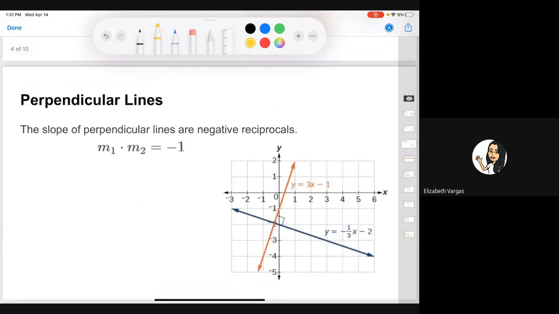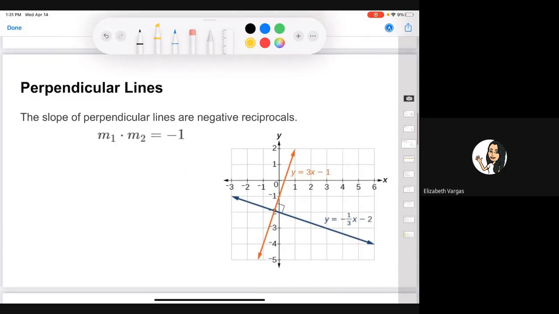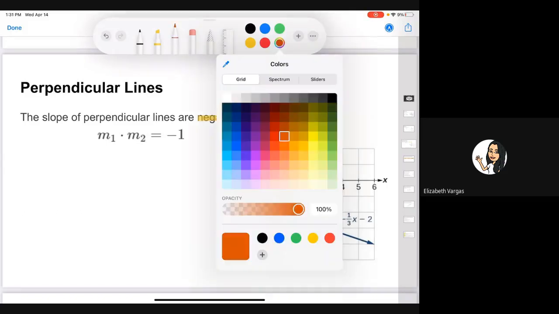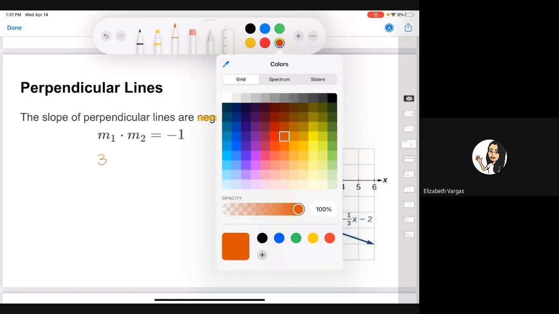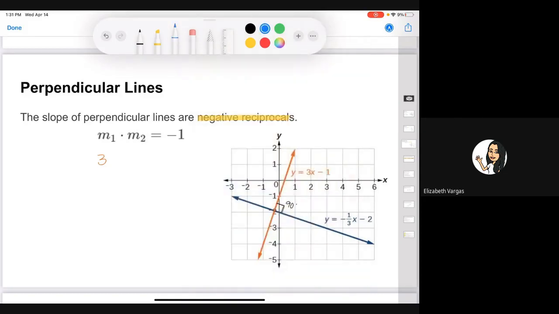The slopes of perpendicular lines, on the other hand, are negative reciprocals of each other. So in order for two lines to be perpendicular, intersect at a 90-degree angle, we want those two slopes to be negative reciprocals of each other. And so here the slope of the orange line is 3, and the slope of the bluish line is -1 over 3. And if we were to multiply those two together, we would get -1.